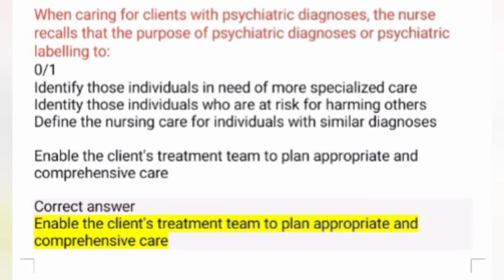Question number 2. When caring for clients with psychiatric diagnosis, the nurse recalls that the purpose of psychiatric labeling is to, option A, identify those individuals in need of more specialized care. Option B, identify those individuals who are at risk of harming others. Option C, define the nursing care for individuals with similar diagnoses. Option D, enable the client's treatment team to plan appropriate and comprehensive care. The correct option is D.